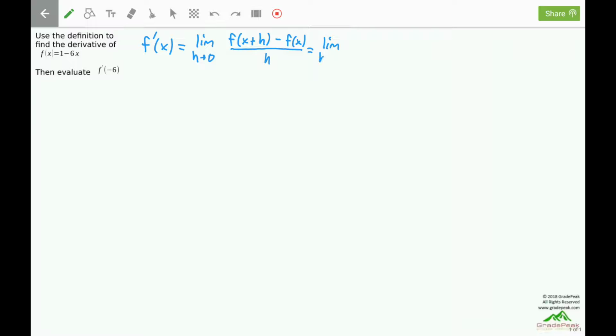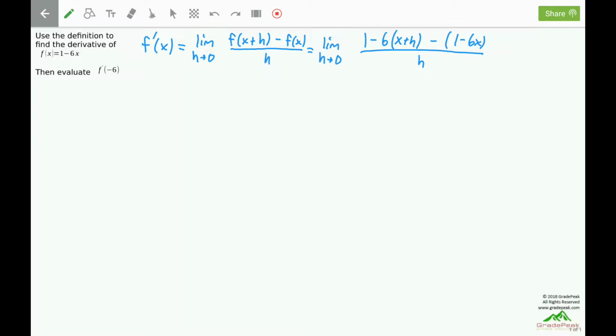The next thing we're going to do is form f of x plus h from f of x. F of x plus h means to take the f of x, and everywhere you see an x, replace it with an x plus h in parentheses. 1 minus 6x will become 1 minus 6 times x plus h. There's f of x plus h, and then from that we're going to subtract f of x. Make sure you subtract the entire f of x by putting it in parentheses itself, and the negative will distribute. All of that divided by h.